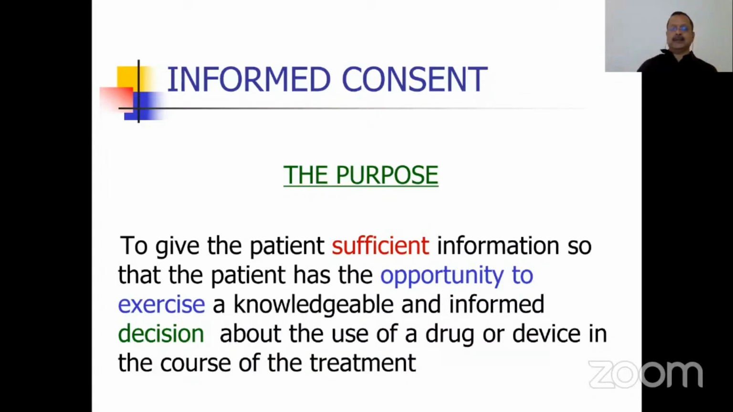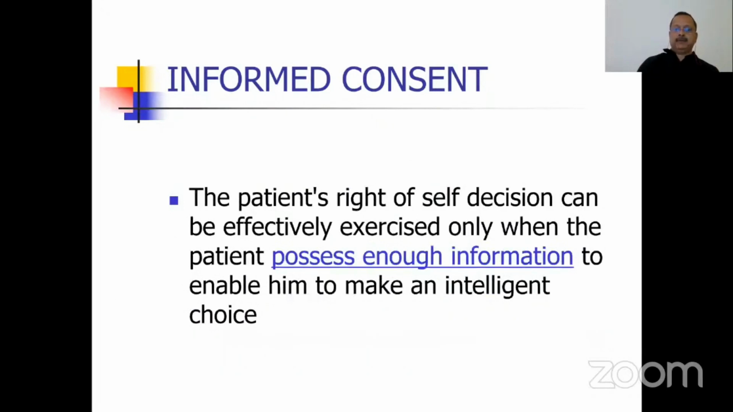So three key factors are here. One is that the patient should have sufficient information. Why should the patient have sufficient information? So that the patient has an opportunity to exercise what? A knowledgeable and informed decision. Basically, you're giving him choices, and the patient makes a knowledgeable and informed decision, an informed choice as to what he actually wants to undergo. Okay. So the patient's right of self-decision can effectively be exercised only when the patient possesses enough information to enable him to make an intelligent choice.